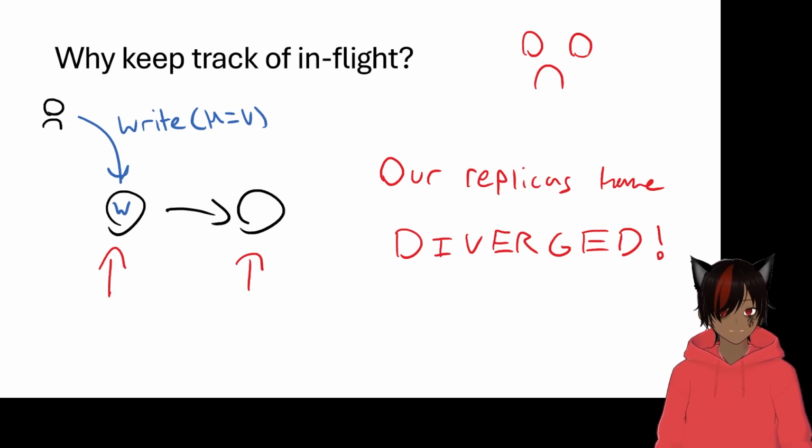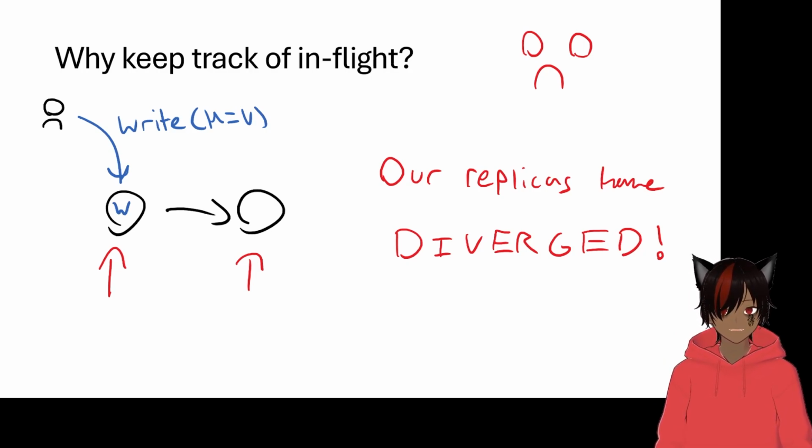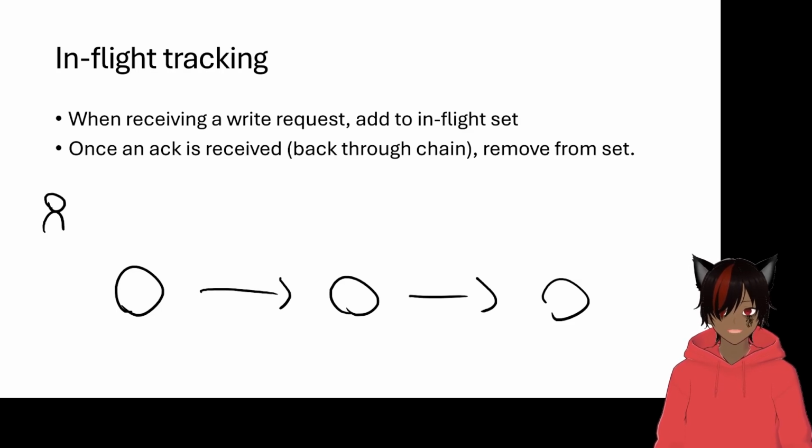Once we do all this write propagation, our replicas have diverged, and there's no good way of dealing with this that I can think of immediately, except for this in-flight tracking scheme, which is very simple, which is why I think it's beautiful.